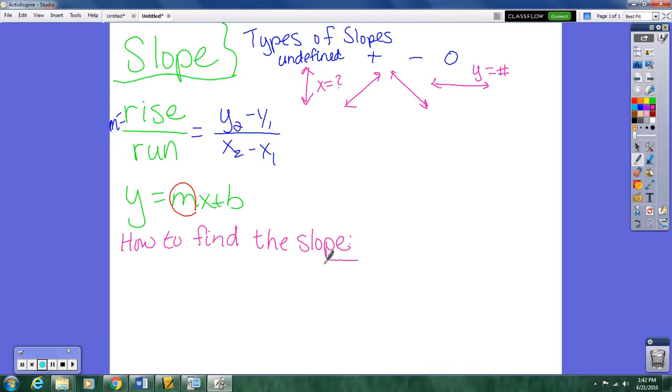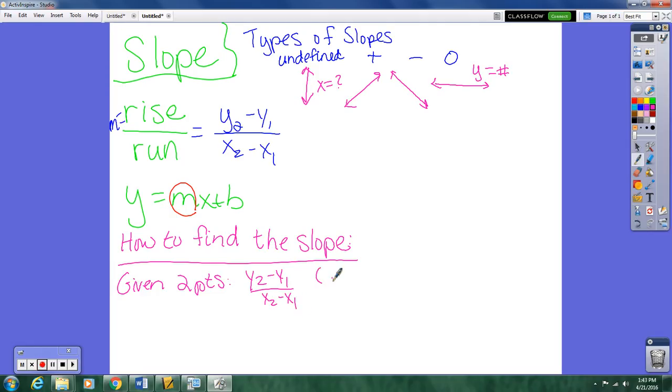How to find the slope. How do you find the slope given 2 points? What up there would we use to find the slope given 2 points? We use the equation. We use the slope equation.